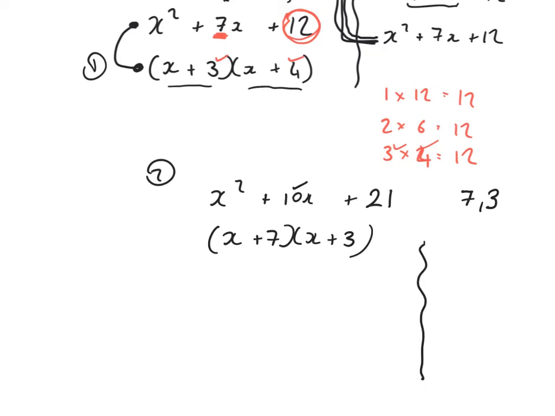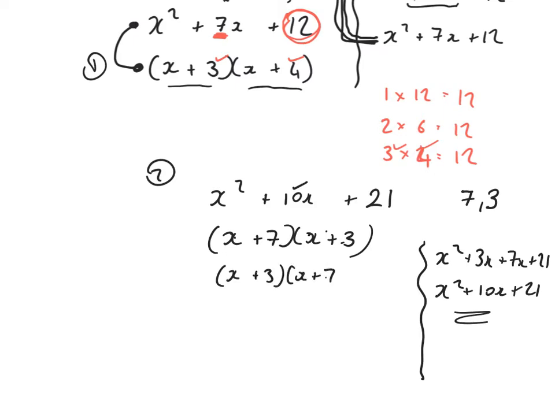Let's just double check if that works. When we re-expand it out, x times x, x squared. x times 3 is 3x. 7 times x is 7x. And 7 times 3 is 21. x squared plus 10x plus 21. Okay, it worked. Now, incidentally, if you'd have written (x plus 3)(x plus 7), that would also be fine.